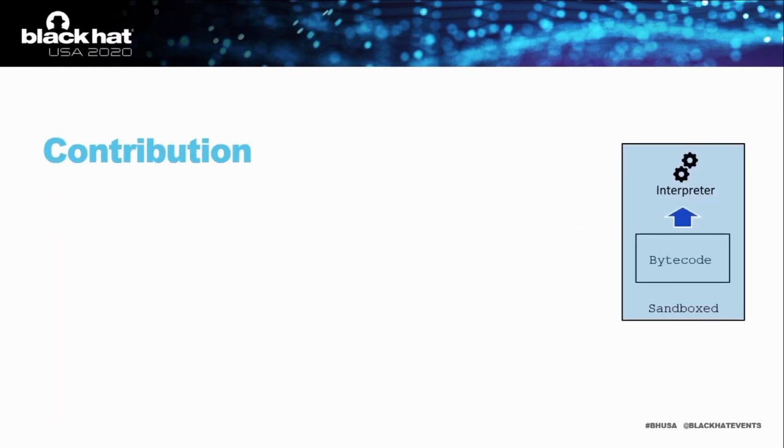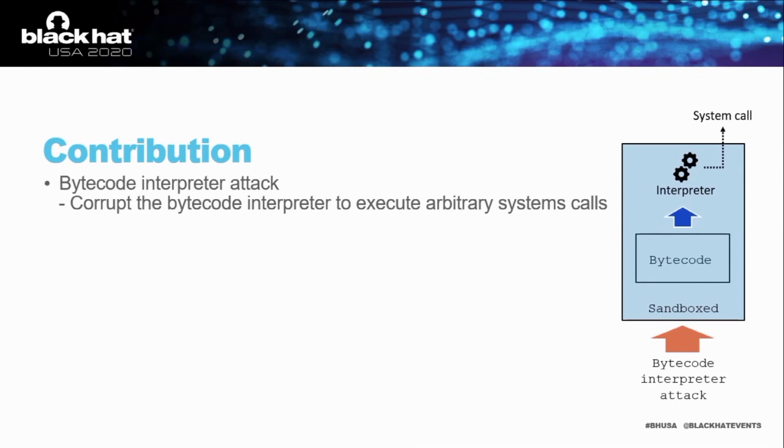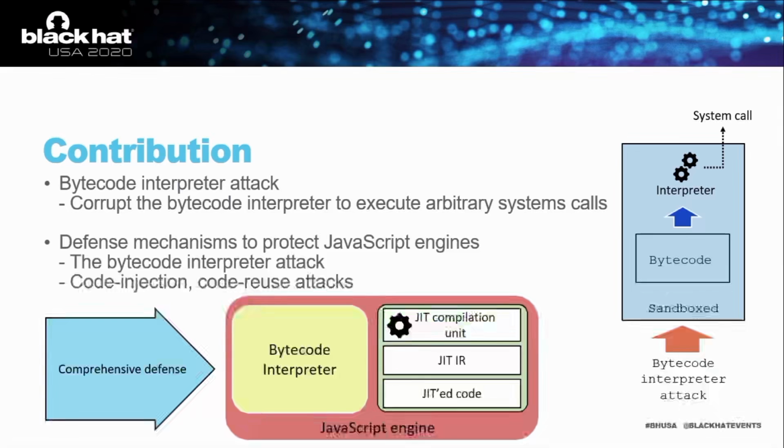So here's our contribution. Our first goal is to discover a new attack vector, which is bytecode interpret attack. Our attack corrupts the bytecode interpreter and escapes from the sandbox, so that an attacker can execute arbitrary system codes. The second goal is to propose defense mechanisms to protect JavaScript engines. Our defense techniques pursue a comprehensive defense so that it defeats not only the bytecode interpret attack, but also prior JIT code injection and code reuse attacks, which means protecting entire script engines.